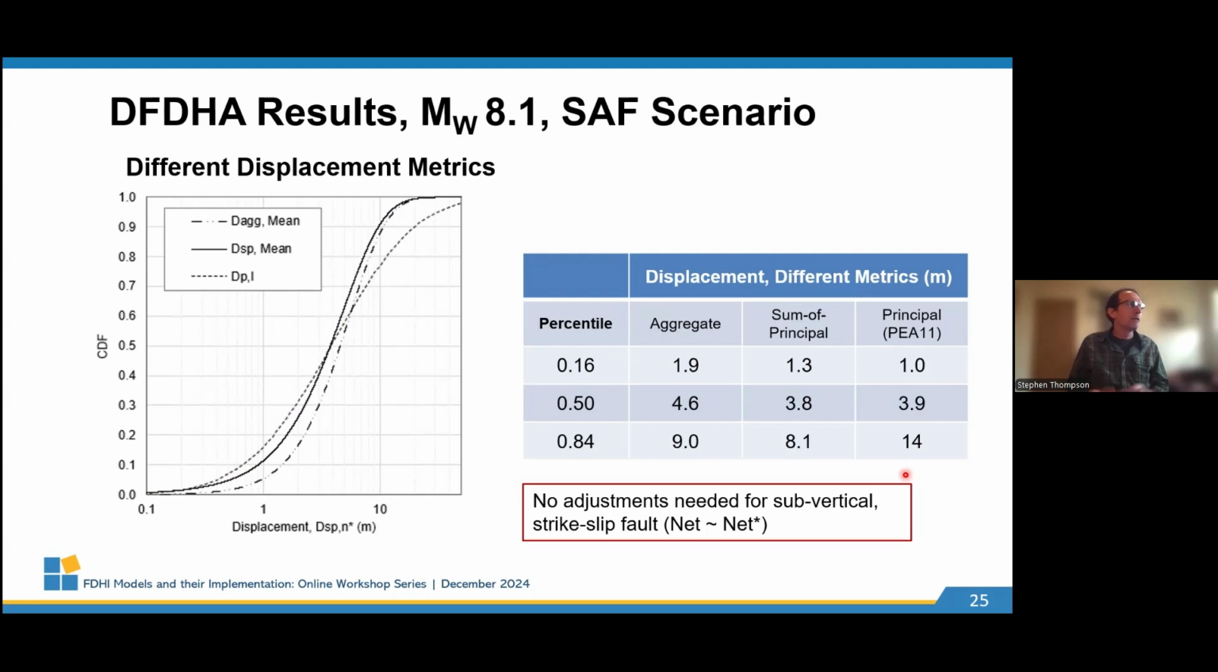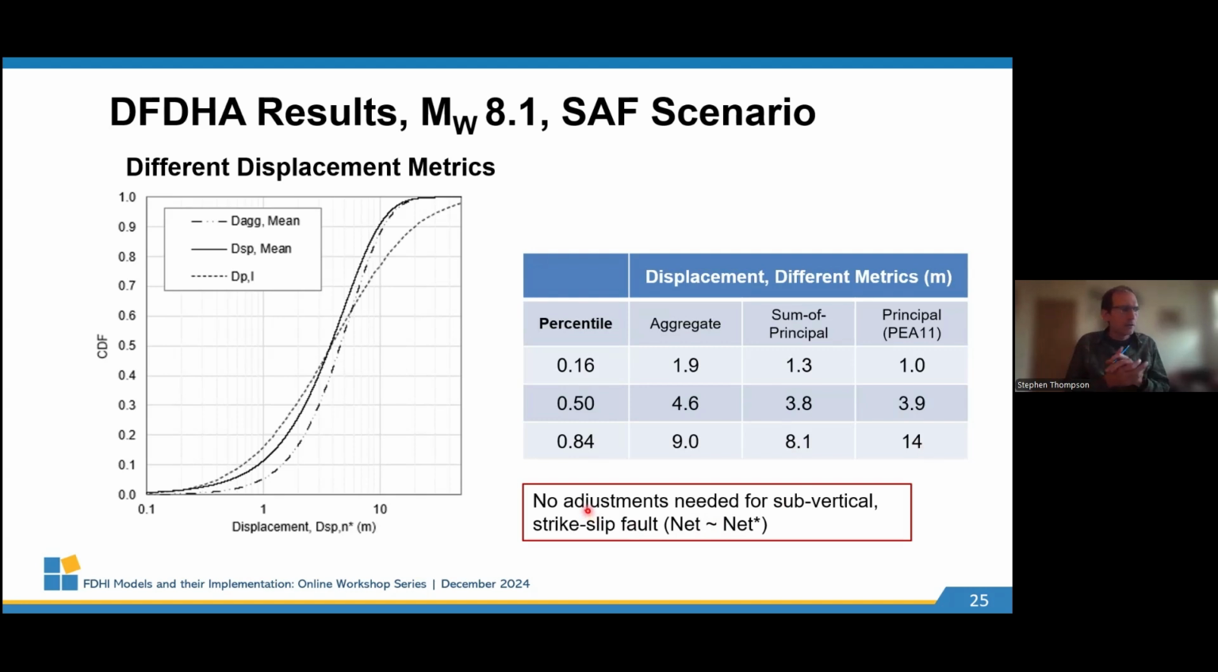This now is showing the DFDHA results across different displacement metrics, where we can say this is the average for the aggregate models, the average for the sum of principal models that we just viewed. And then here's that single principal Petersen et al. And so we can see for the 84th percentile aggregate, we're at about 9 meters, 8.1 for sum of principal, compared to 14 meters using the Petersen et al.